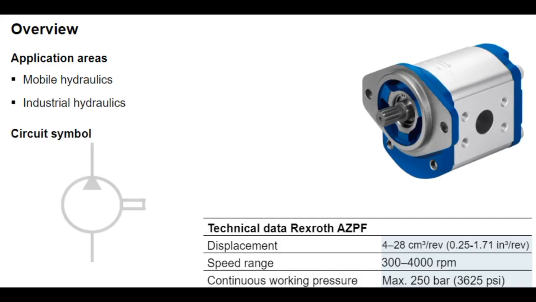In circuit diagrams, it is given the circuit symbol for a fixed pump, and in certain circumstances, the direction of rotation is indicated. We will now explain the layout and function of external gear pumps, as well as the resulting advantages and disadvantages.